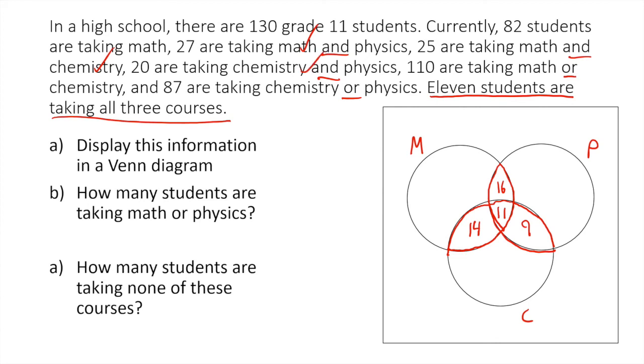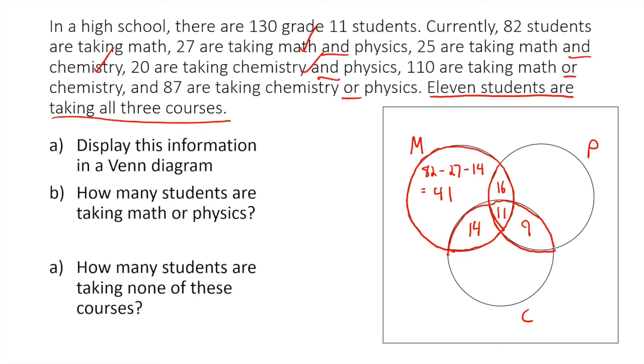Now we can move to the statement about just taking math. There are 82 students that take math. Remember that the full circle represents these 82 students, which means that if we want to find the number that take math only, we have our 82, and we're going to subtract from it the remainder that we have here. So 16 and 11 is 27, and we could subtract that other 14, and that's going to give us an answer of 41 students.